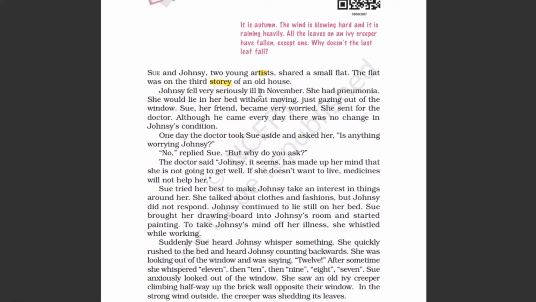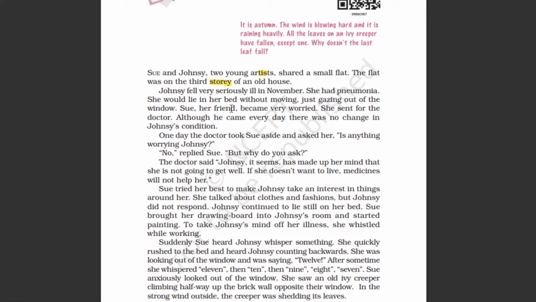Johnsy fell very seriously ill in November. So Johnsy was very ill. She had pneumonia. So these days, everybody knows about pneumonia. So she was also having pneumonia, a lungs infection which causes illness. She would lie in her bed without moving, just gazing out of the window. Means she was not at all moving from her bed. She was lying on that bed the whole day and just gazing. Gazing means looking out of the window.